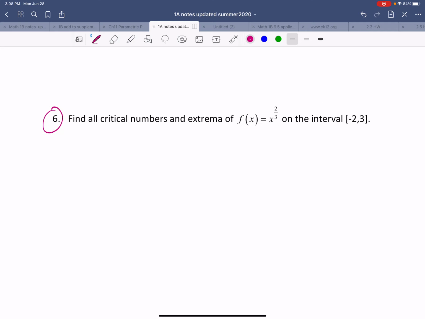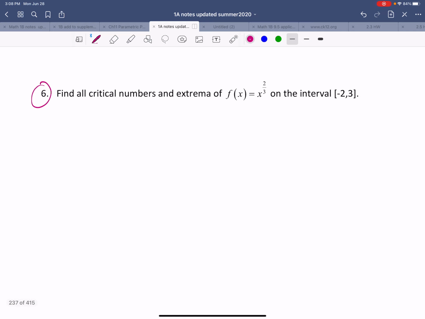Okay, another function. Find the critical numbers for this. F of x is equal to x to the power 2/3 on the interval from -2 to 3. Okay, so first we want to find the critical points. Critical points are the ones where the derivative is 0. Let's go ahead and find the derivative.